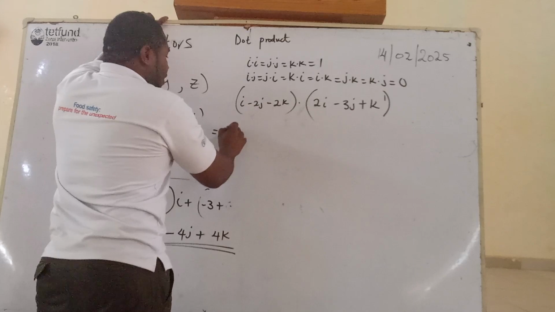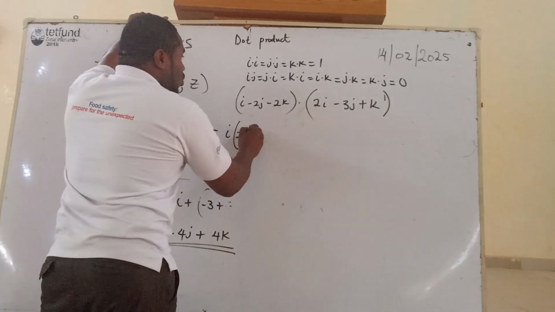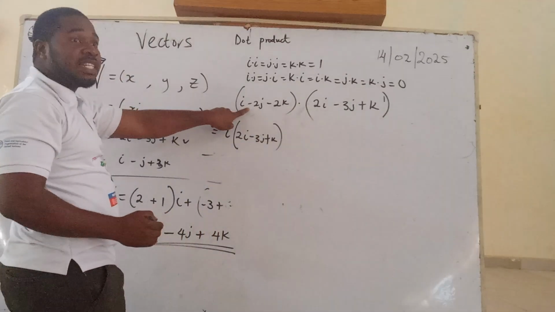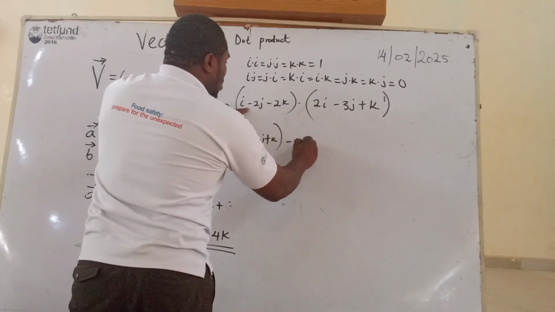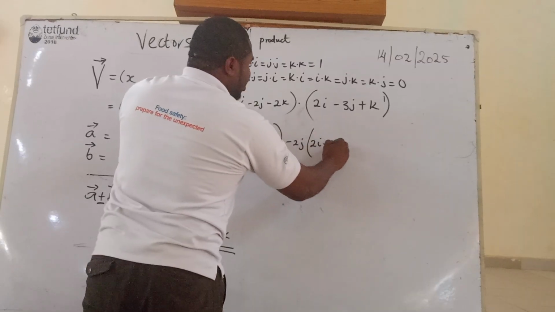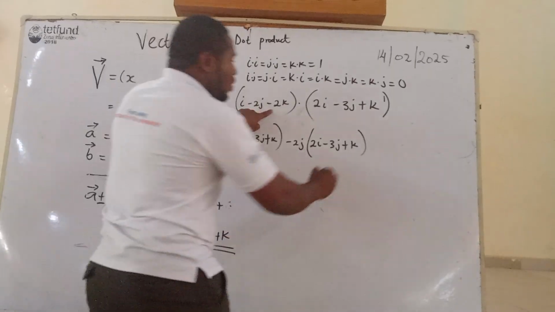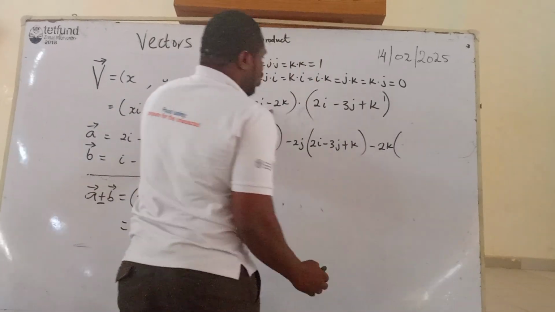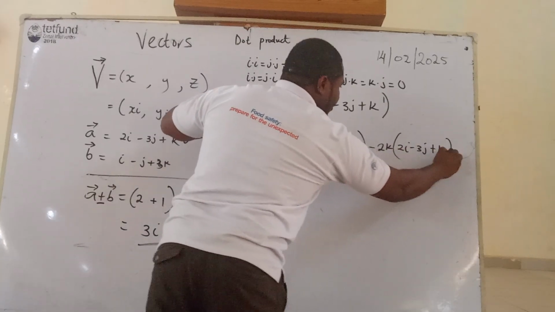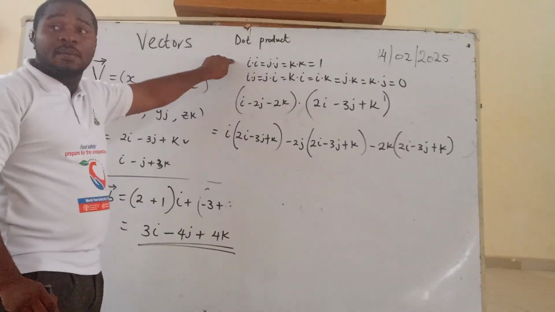So first of all, pick the first one, which is i. Multiply it with 2i minus 3j plus k. Then I pick the second component, which is minus 2j, and multiply everything again with 2i minus 3j plus k. Are we together? Lastly we have minus 2k, and you multiply it with 2i minus 3j plus k. Fantastic.